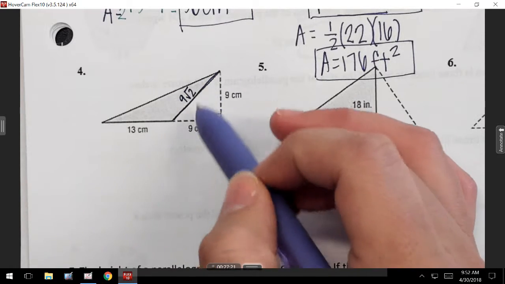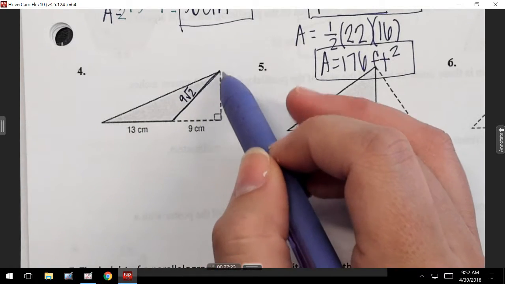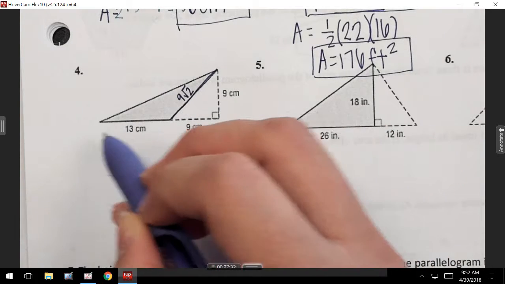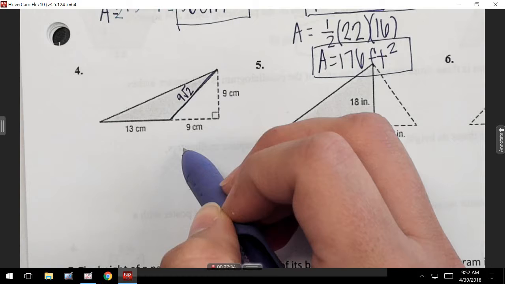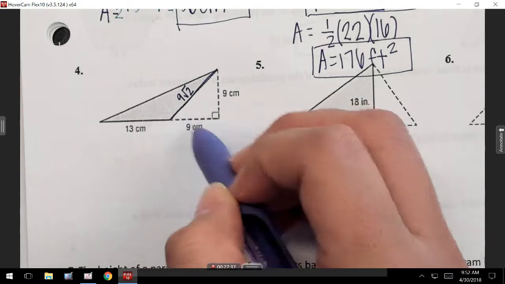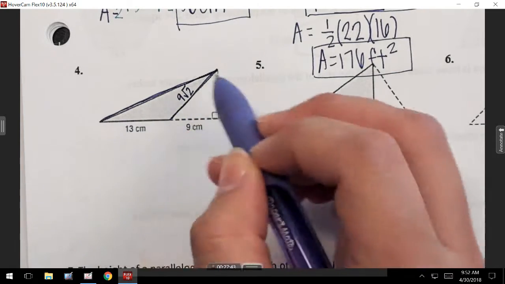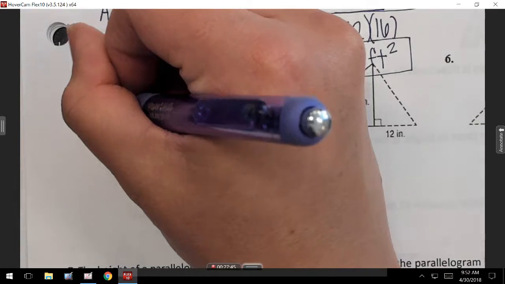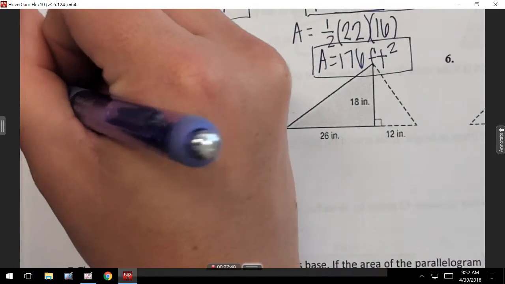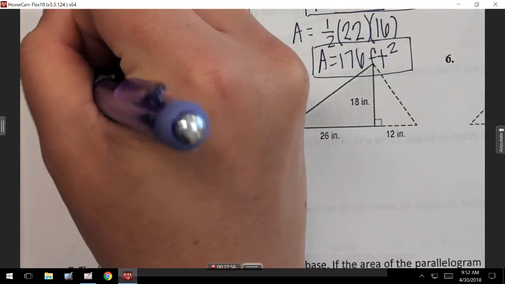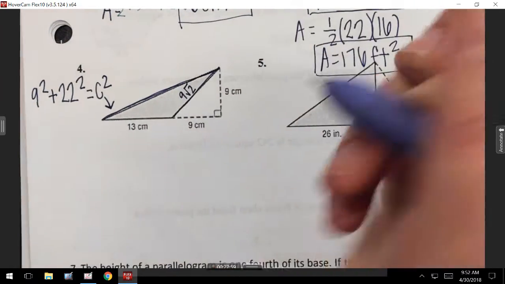So to find this piece, you have to use the entire right triangle. This side's 9, that stays the same. But in order to use this side in Pythagorean theorem, you have to do 13 plus 9. Does that make sense? Because it's 2 triangles, but when you put it all together, this side is still going to be the exact same for this triangle and the big triangle. So you're going to have to do 9 squared plus 13 plus 9, which is 22. 22 squared equals c squared, or x squared.